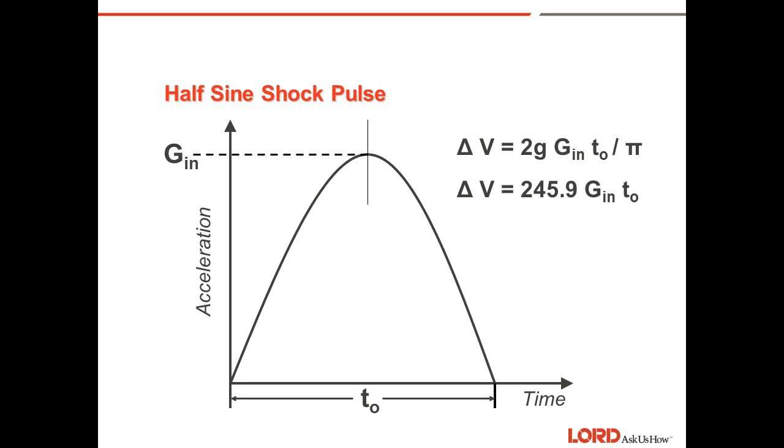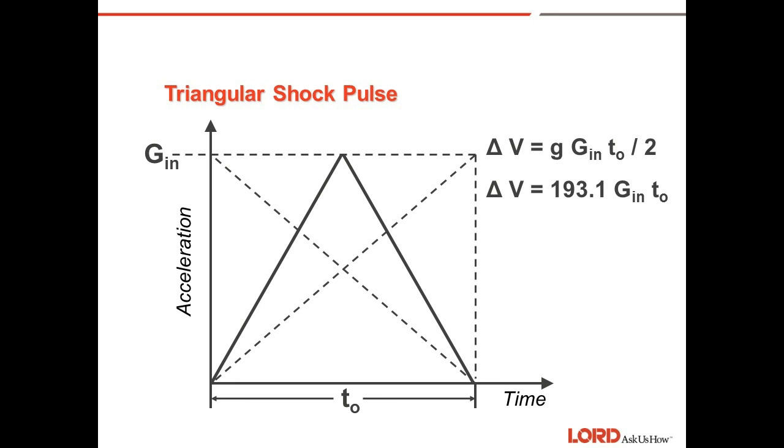The second type of shock pulse you may encounter is a triangular shock pulse. Triangular shock pulses can also take the form of an initial peak or terminal peak or a sawtooth pulse. This is representative of a ballistic type of incident. Again, the delta V can be calculated by the gravitation constant g, times the G's in, and t sub 0 is the time domain, all divided by 2.